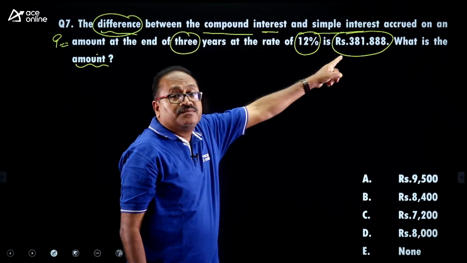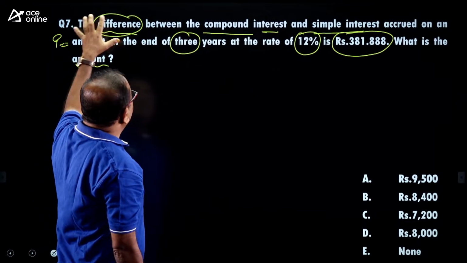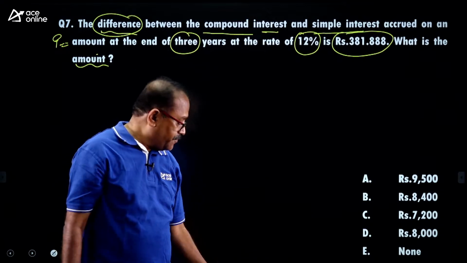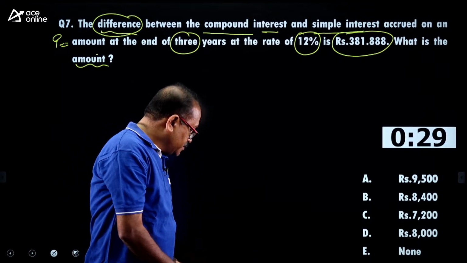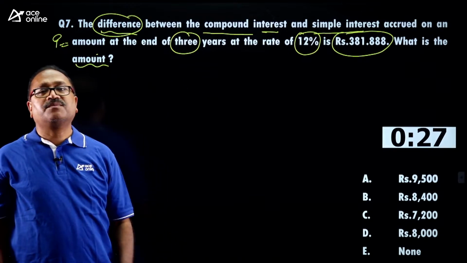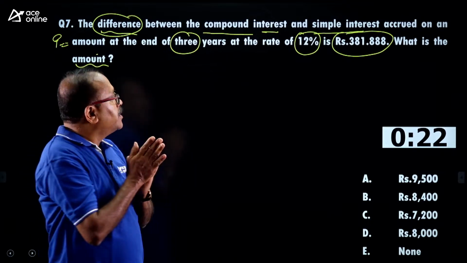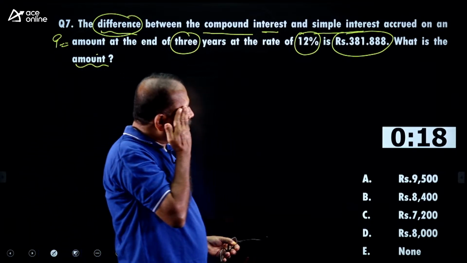This is the difference at the rate of 12% per annum, the difference between simple interest and compound interest for 3 years. Try this, my friend. Your time starts now. Come on. You have 20 more seconds.